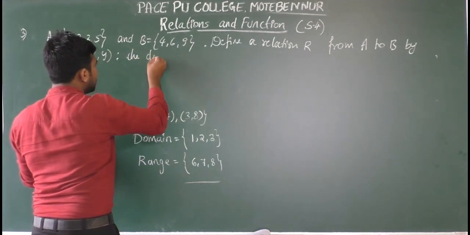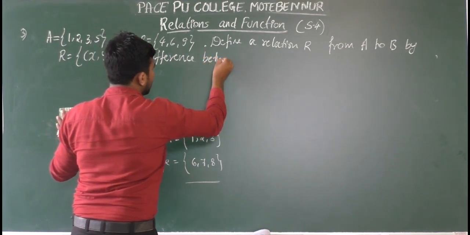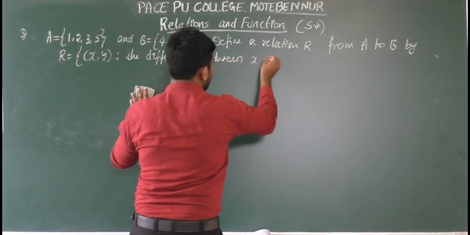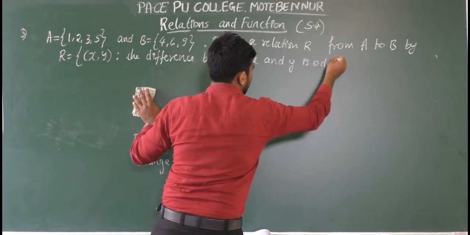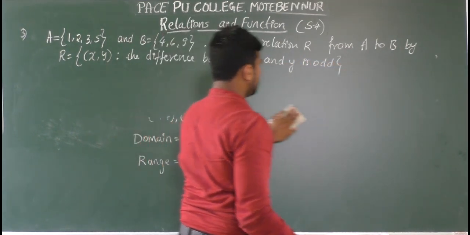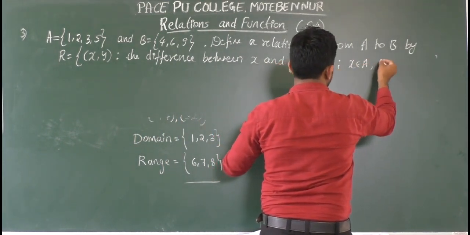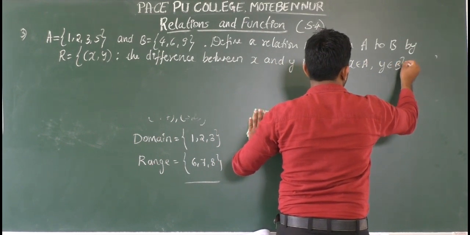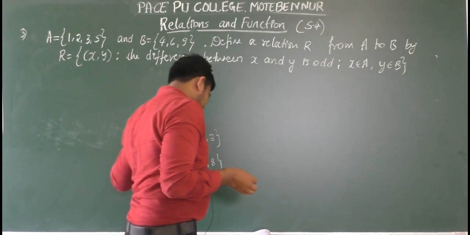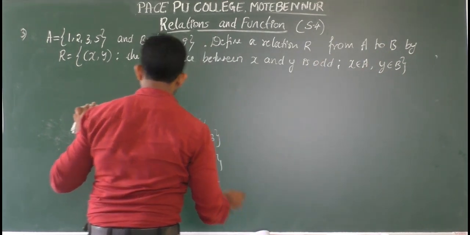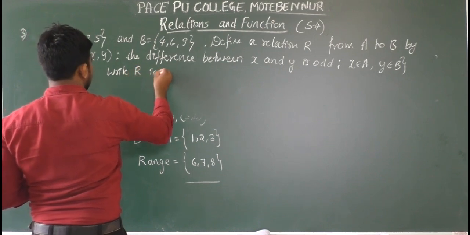The difference between x and y is odd, where x belongs to A and y belongs to B. X is the element of the first set and y is the element of the second set. Write R in roster form.